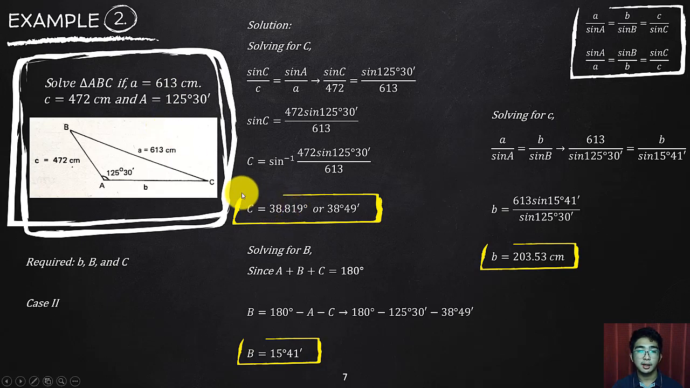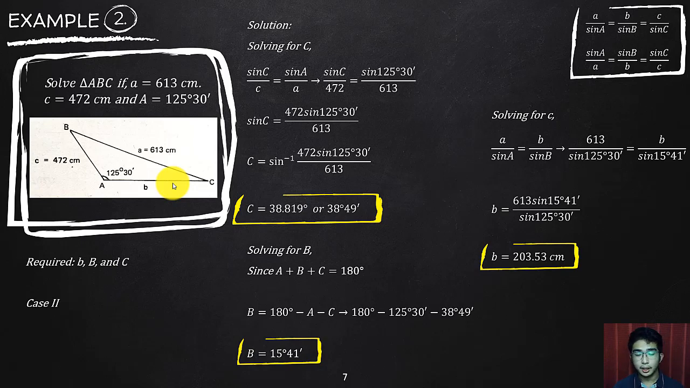What is the next larger angle? That is your C. Therefore, the second largest side should also be side C, which is 472. And seeing that angle B is the smallest angle, we get the smallest side as 203.53. That is side B as well. So it follows the trend. A larger angle gives a larger side.